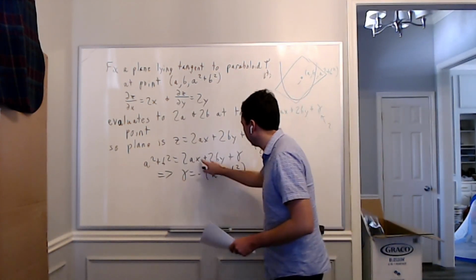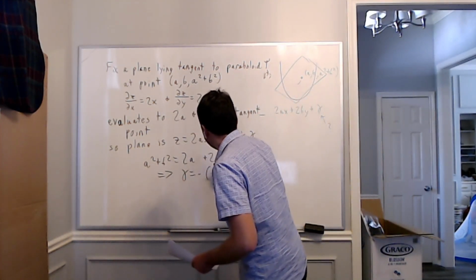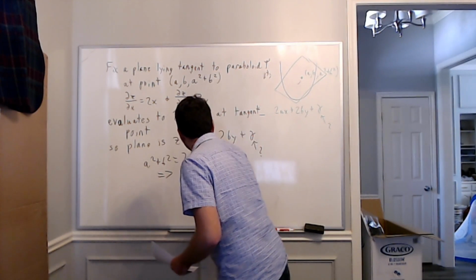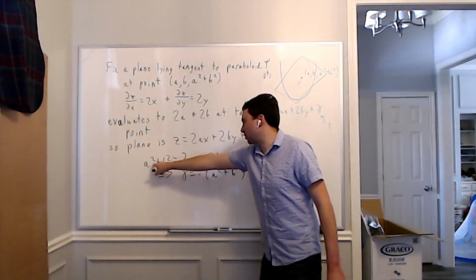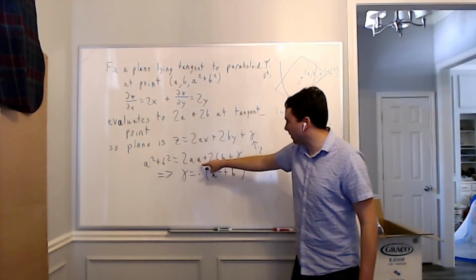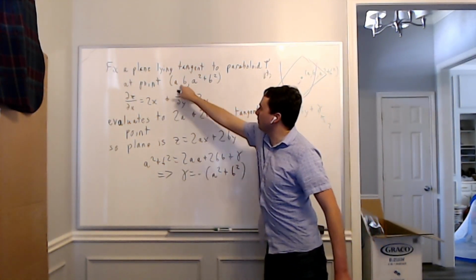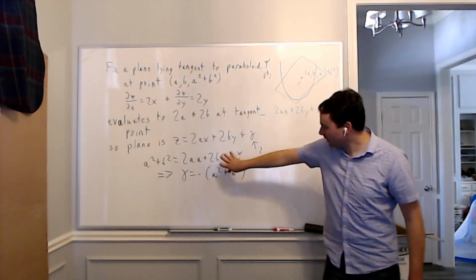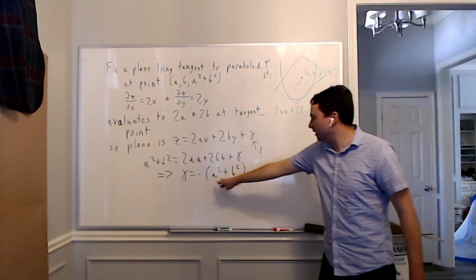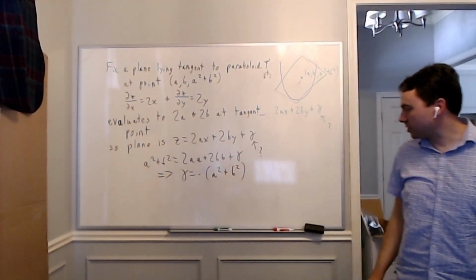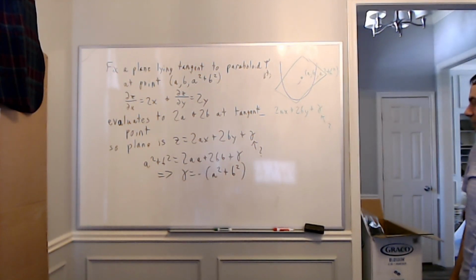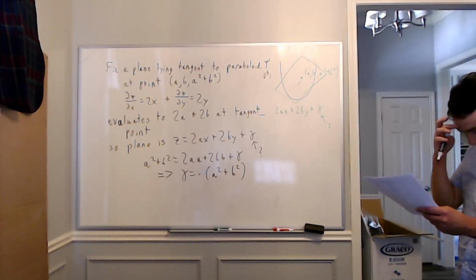Oh, sorry. z is equal to a squared plus b squared at the tangent point. x is equal to a at the tangent point, and y is equal to b at the tangent point. Now we can solve for gamma, and we see that gamma is equal to negative a squared plus b squared.